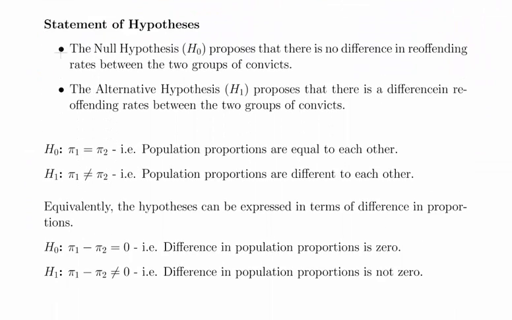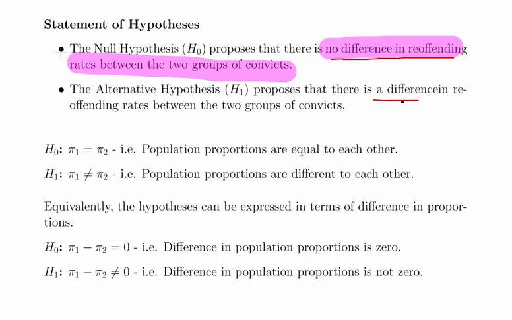So we're interested in the difference in reoffending rates between the two groups of convicts, depending on the length of the sentence. Essentially, is there a difference in reoffending rates? No difference is the null. So the population proportions, which are the reoffending rates, you can just write something like that in, are equal to each other or they're not equal to each other.